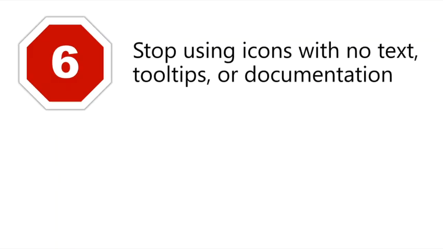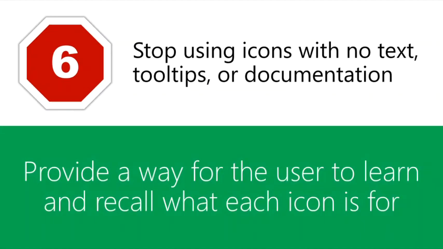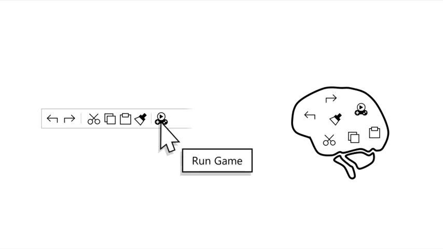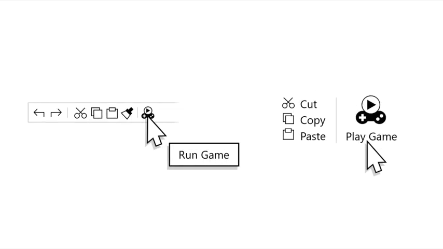Number 6. Stop using icons with no text, tooltips, or documentation. Provide a way for the user to learn and recall what each icon is for. Why do I recommend this? Well, what can we do if we need an icon for something that doesn't already exist in another tool? Well, the user has to learn it. We start to learn what happens when we press on a button in a variety of different ways. Text next to the icon, tooltips, or through the documentation. We need to learn how the interface works somehow, and adding text to the interface is one of the most cost-effective ways to do that.